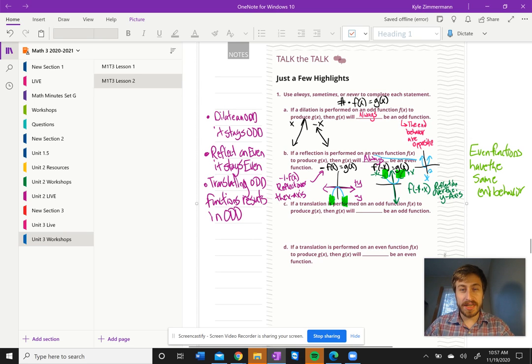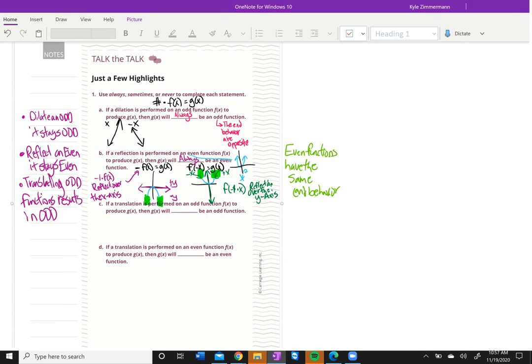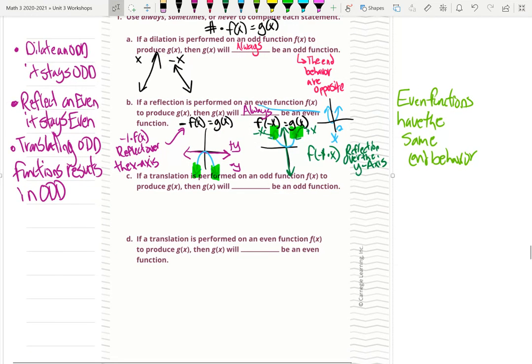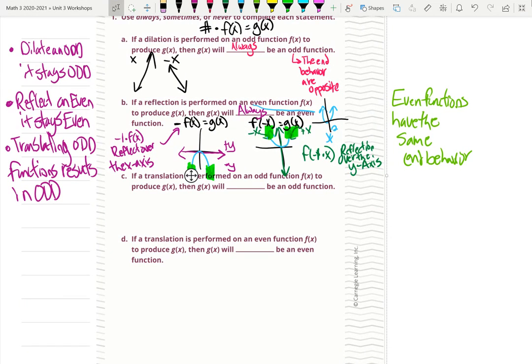Hey team, it's Mr. Z, and today we're going to continue talking the talk and basically going over how transformations affect even and odd functions. Alright, if a translation is performed on an odd function to produce g of x, will the g of x be odd still? And we're going to go ahead and look at this function.